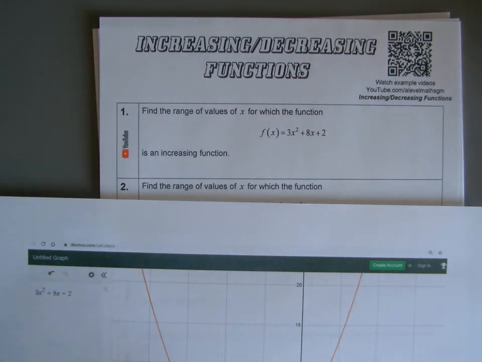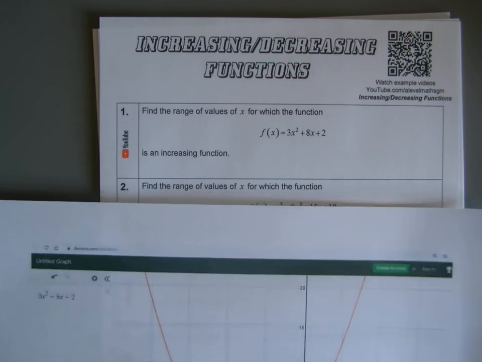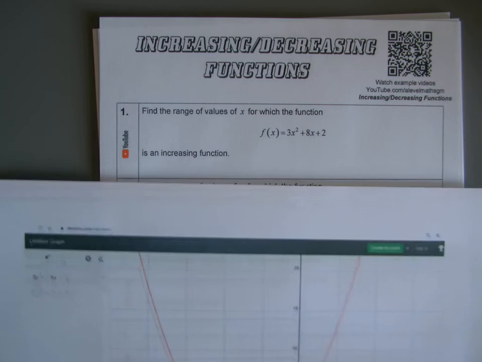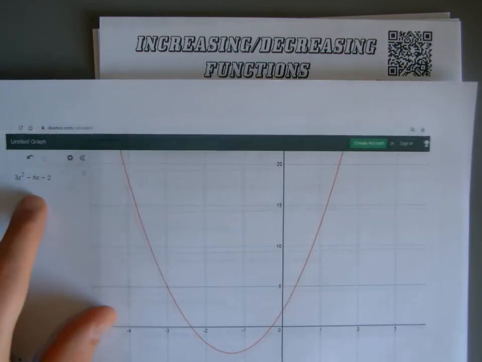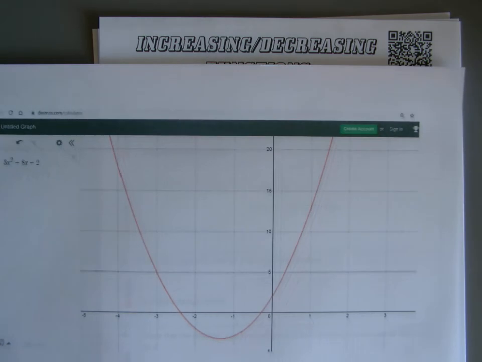The range of values of x for which the function f of x equals 3x squared plus 8x plus 2 is an increasing function. Now, to help us understand this topic, I've sketched this out on the computer. I went to this website and inputted the function, and this is what it gave me. Of course, it's a smiley face quadratic curve, and we've got this presented to us here.